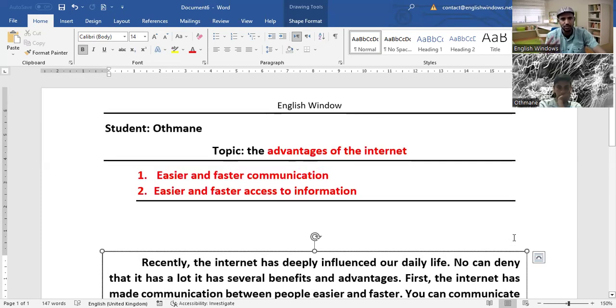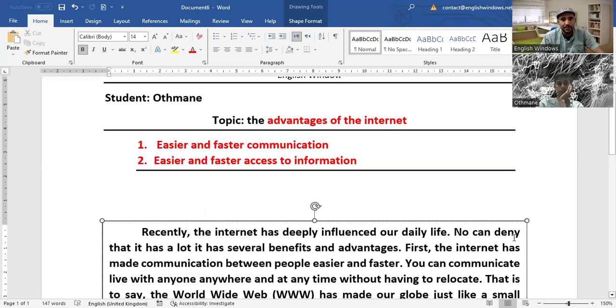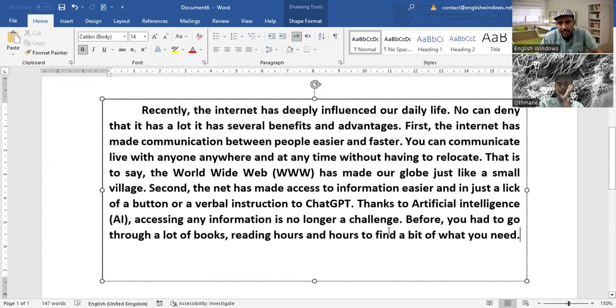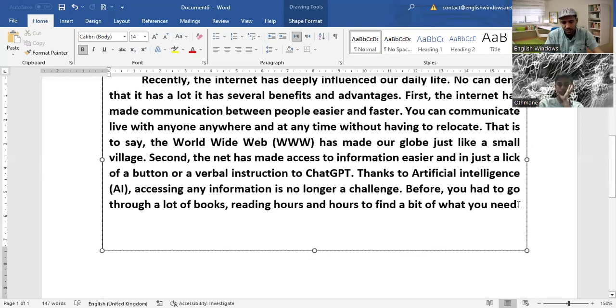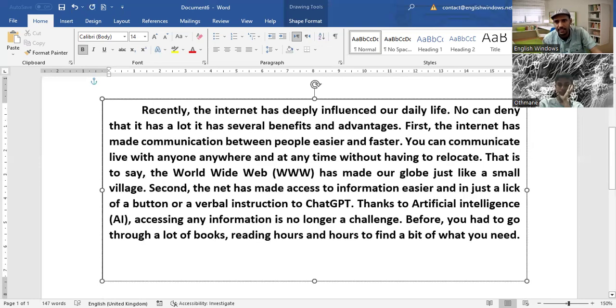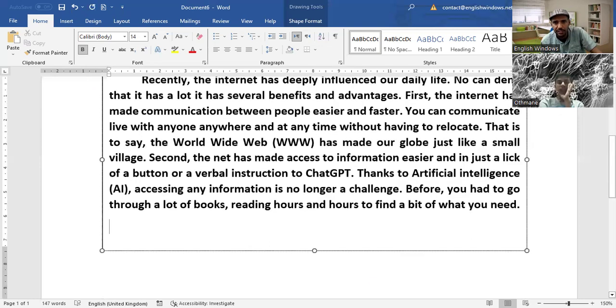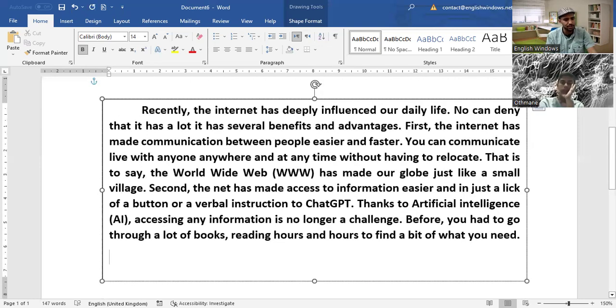C'est bien. If we say it briefly, we talked about easier and faster access to information, to, you know, easier and faster communication, in addition to easier and faster. Now we need the concluding sentence, right? Which linking word should we start with to conclude, right? Yes, good. To conclude, or in conclusion, or all in all, right?